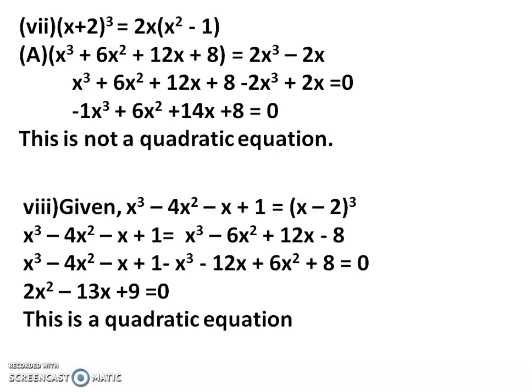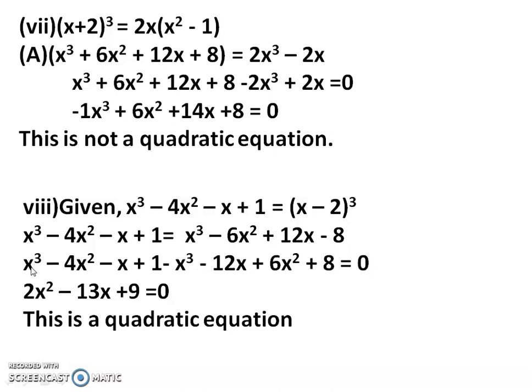Here it is an expanded version, but in the right hand side you can see (x minus 2) the whole cube. You will expand it using (a minus b) the whole cube. (a minus b) the whole cube is a cube minus 3a square b plus 3ab square minus b cube. Now taking the entire equation to the left hand side and equating it to 0. Let's see what happens when we simplify it.